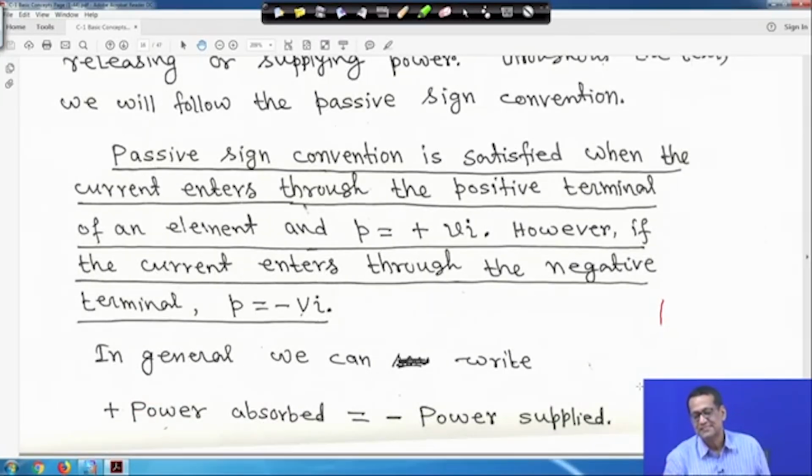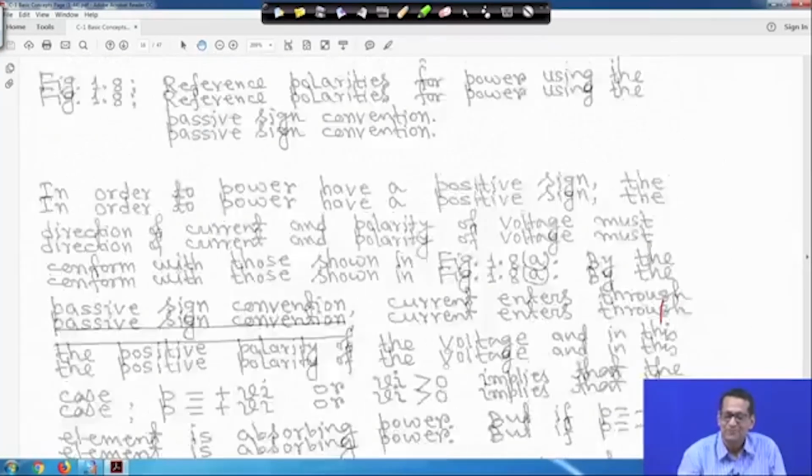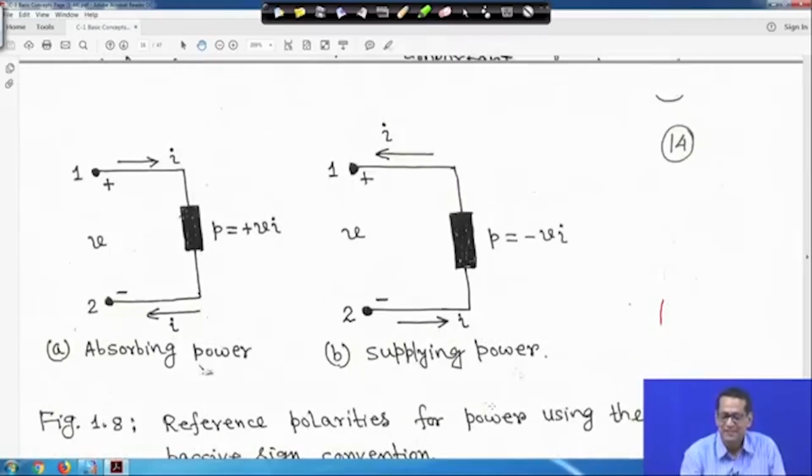The passive sign convention is satisfied. I told you, when the current enters the positive terminal of an element, P is equal to plus V I. However, if the current enters through the negative terminal, then P is equal to minus V I. That means, if you look at the diagram the other way, it is current entering through the negative terminal. Here also I have marked I. Here, in the other way, current enters through the positive terminal, it is I. So, P is equal to plus V I. Current entering through the negative terminal, P is equal to minus V I.